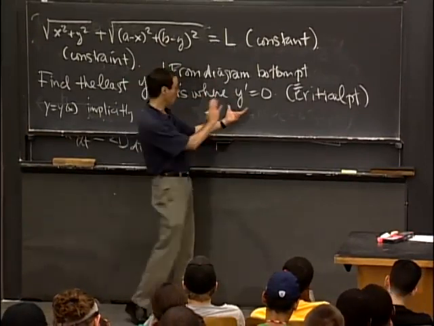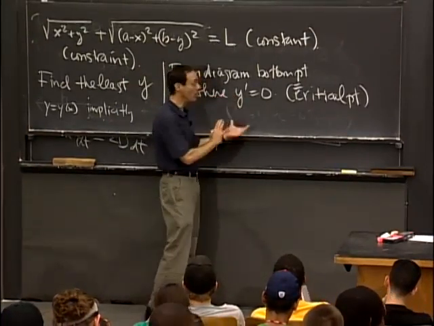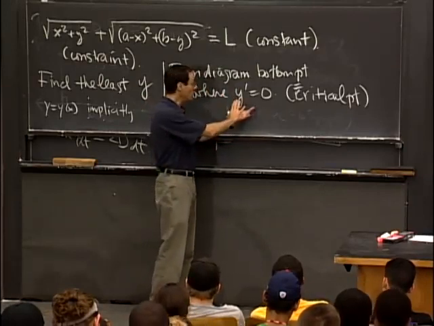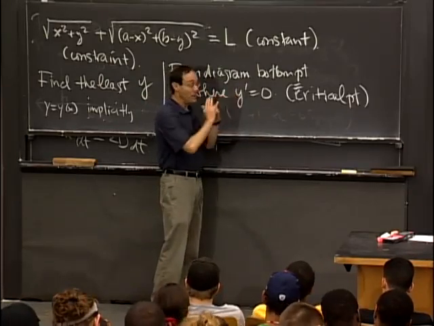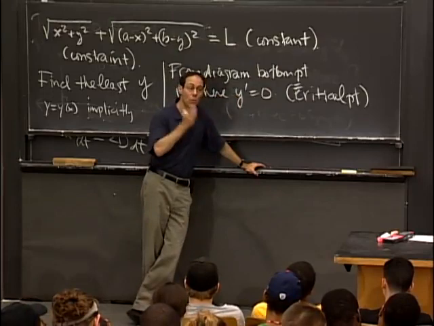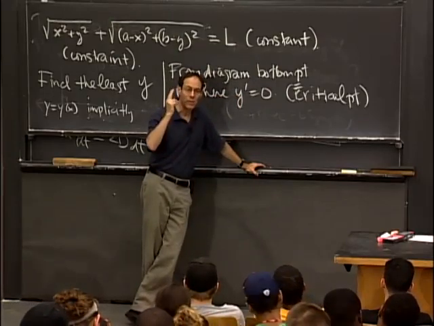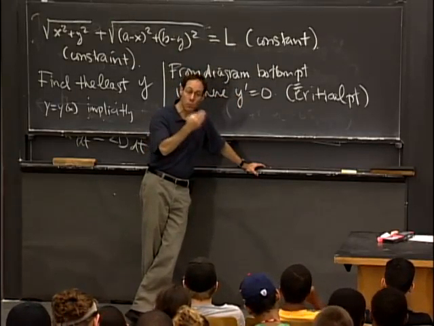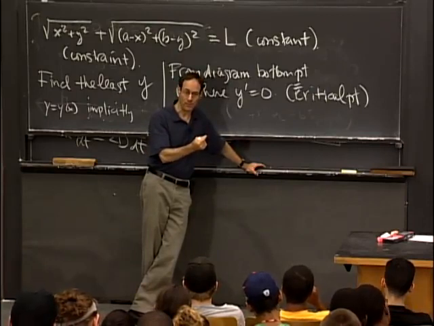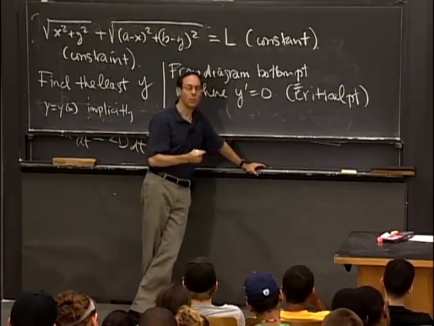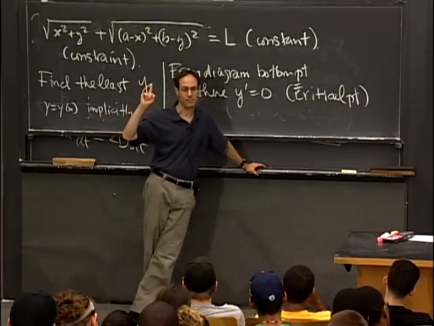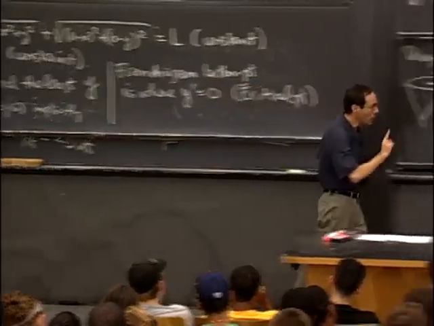I'm trying to make the following very subtle point, which is that in maximum-minimum problems, we always have to keep track of two things. Often the interesting point is the critical point, and that indeed turns out to be the case here. But we always have to check the ends. And there are several ways of checking the ends.